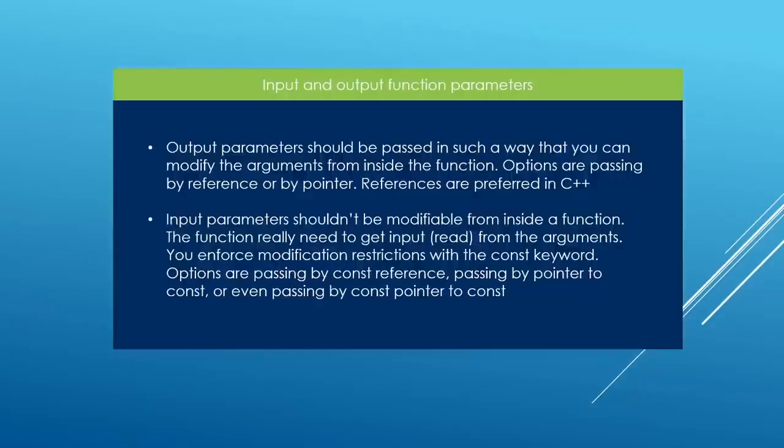Okay, this is really the big idea we are playing with in this lecture, using function parameters as a way to output data from the function. And here are a few ideas you should keep in mind. Output parameters should be passed in such a way that you can modify the arguments from inside the functions. And we have seen that we have two ways to do that. We could either use references or even use pointers, but references are what you should prefer in modern C++.